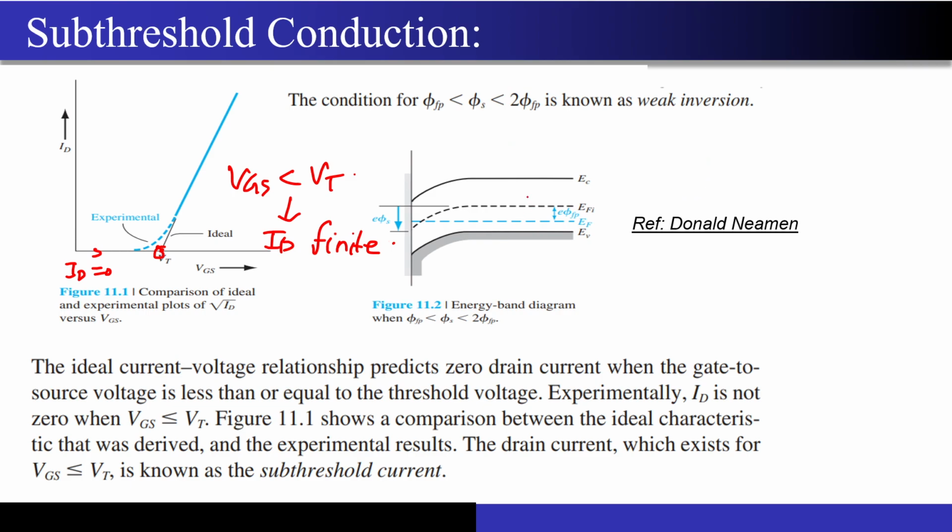Now if I just take the energy band diagram, this is your P type substrate. This is for the N MOSFET, so this is for NMOS. So you have a P type substrate over here.